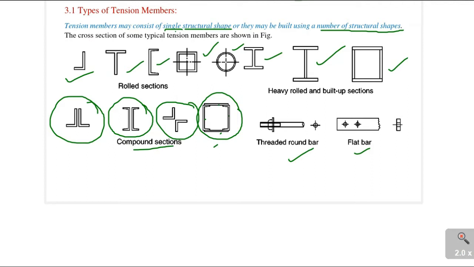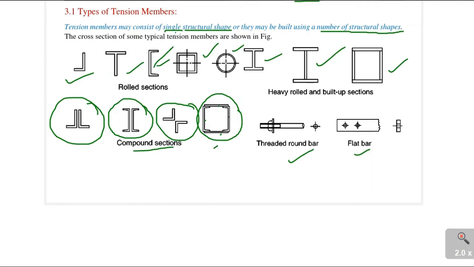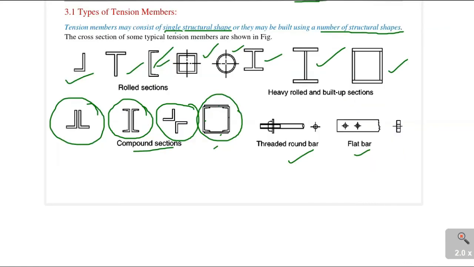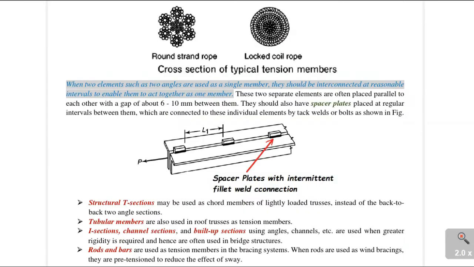For example, as I told you, in the bridge truss, we generally see the usage of angular sections or I sections as the tension members, as you can see in this image, right? And sometimes we use these ropes or coil ropes also, such as in the case of suspended bridges and cable stayed bridges. These are the tension members that we use, right?